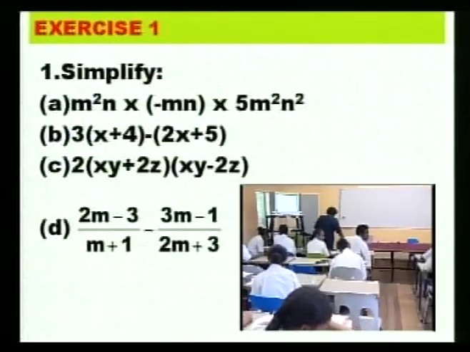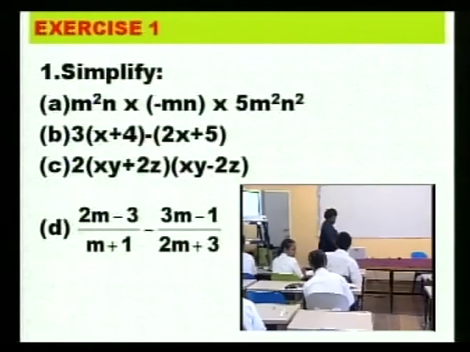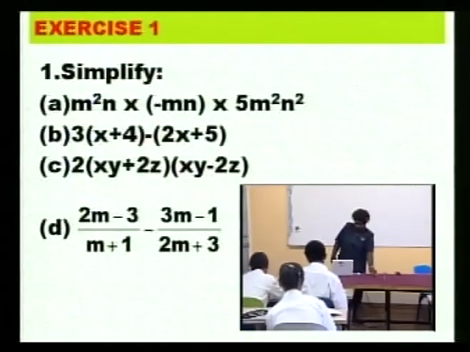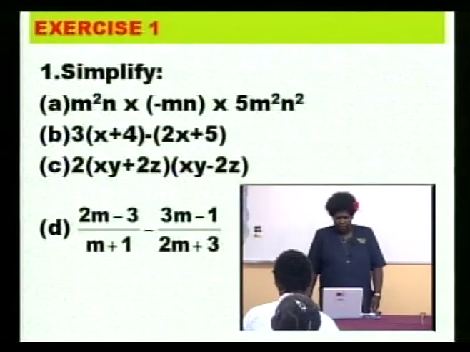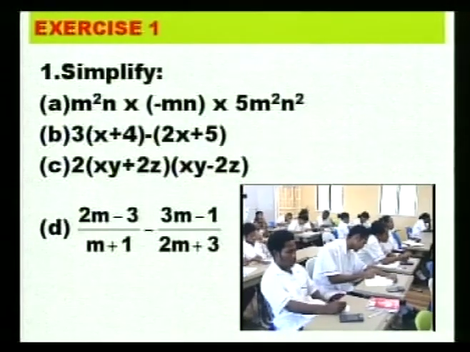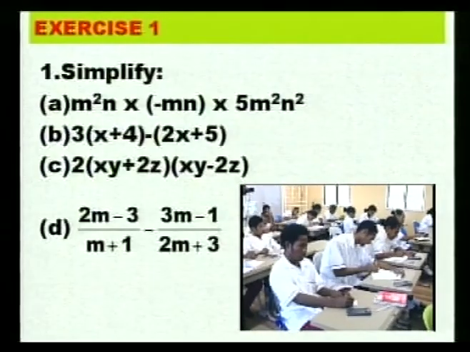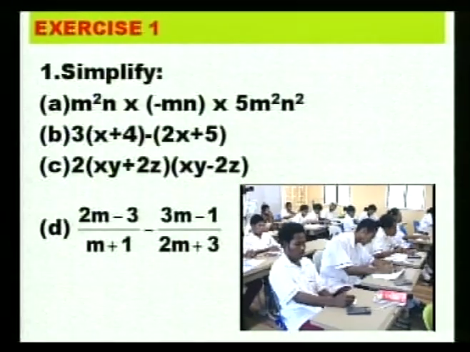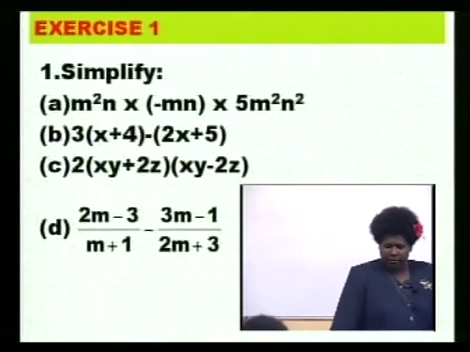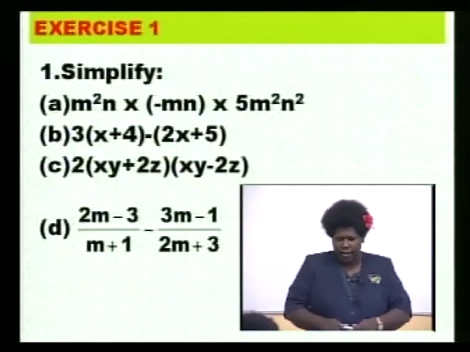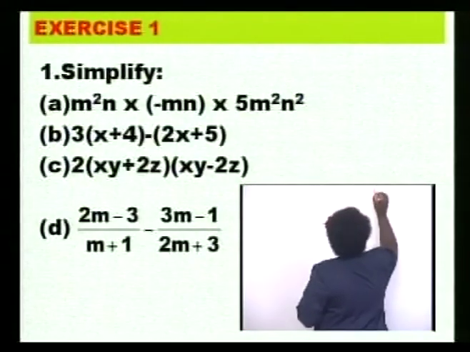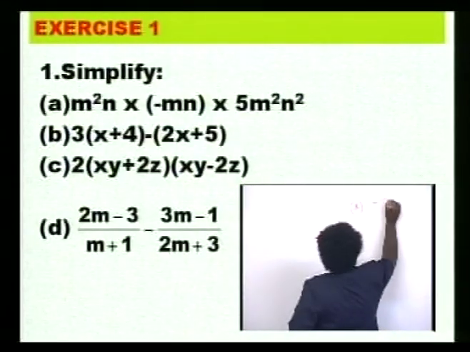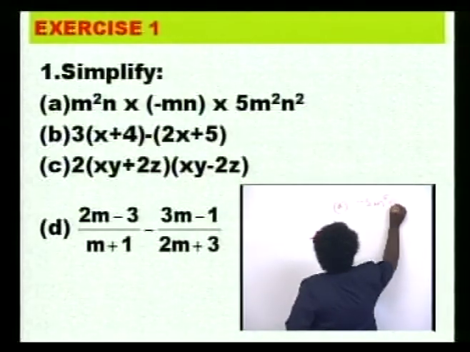Finished? All right, number one. Your answer is supposed to be negative 5, m to the power of 5, n to the power of 4. Okay, negative 5, m to the power of 5, n to the power of 4.